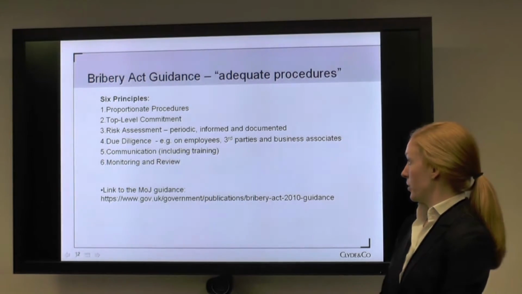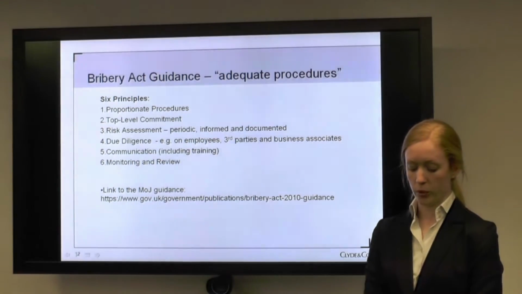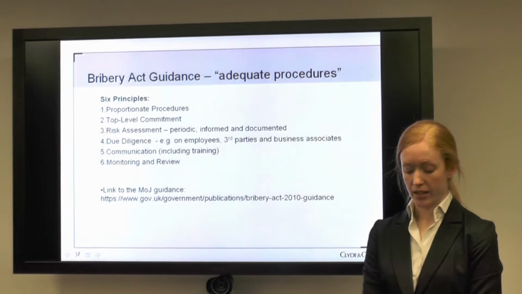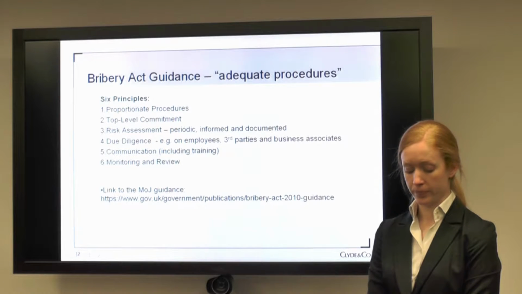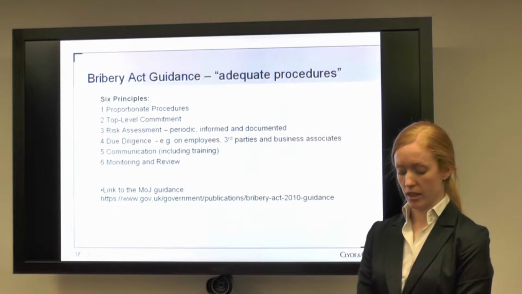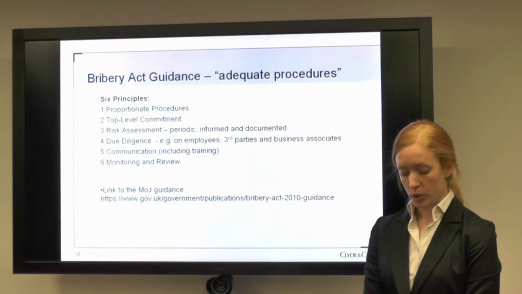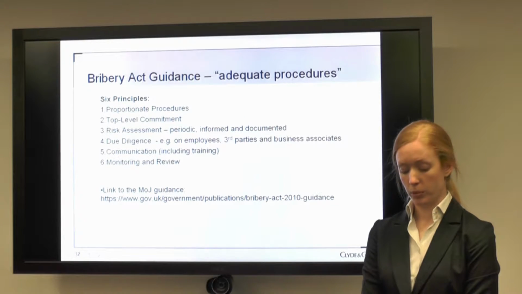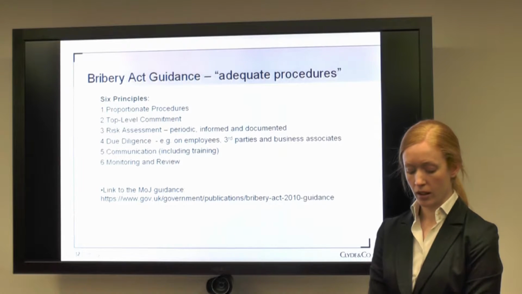Under the Act, the Ministry of Justice was required to publish guidance in relation to what would be deemed to be adequate procedures, which, as noted earlier, is a full defence to the corporate offence of failure to prevent bribery. The guidance sets out 6 principles which underlie adequate procedures. Proportionate procedures means that the action a company is required to take should be proportionate to the risks it faces and to the size of the business.